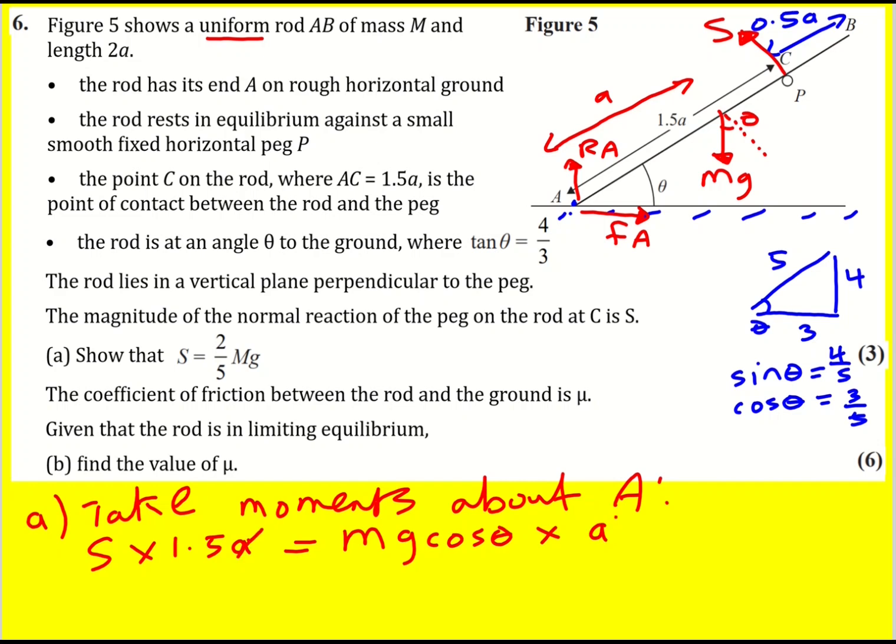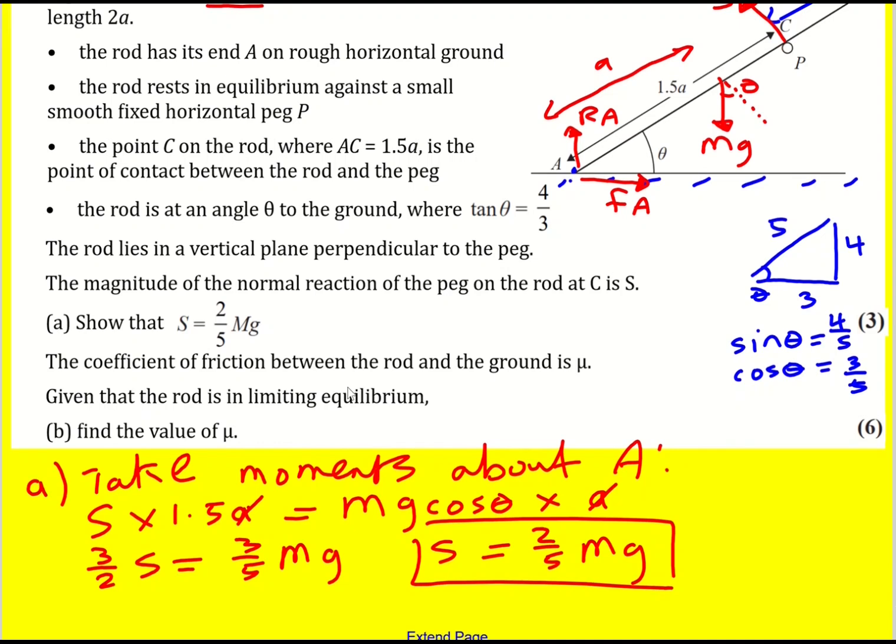The a's cancel, and the cos theta, as we had before, is 3/5. So that means I'll write it as 3/2 S is going to equal 3/5 capital Mg. And we can rearrange that. We can divide through by 3 and times through by 2. S is going to be 2/5 capital Mg.